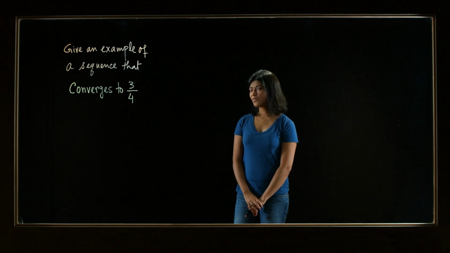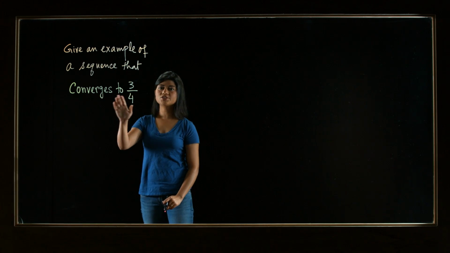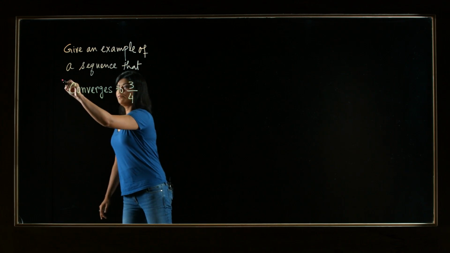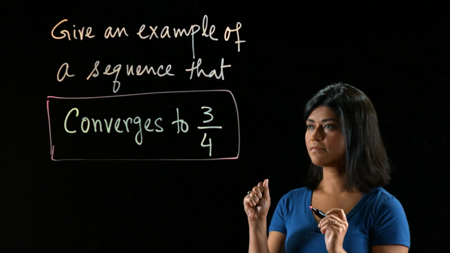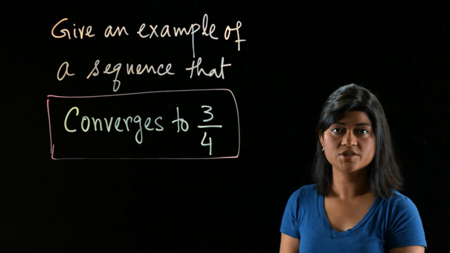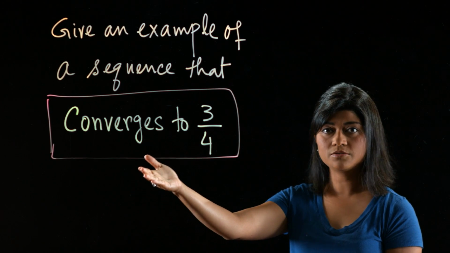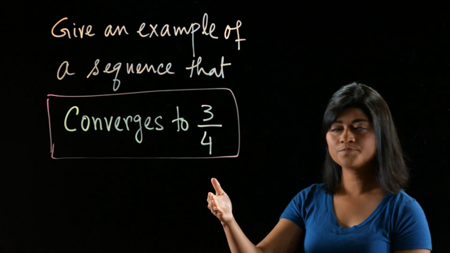In this problem, we have to give an example of a sequence that converges to 3 over 4. Now, what does that mean? That means we don't know what the sequence is, so we have to figure out the nth term of the sequence. But we know that the sequence will have to converge first, and it has to converge to 3/4.